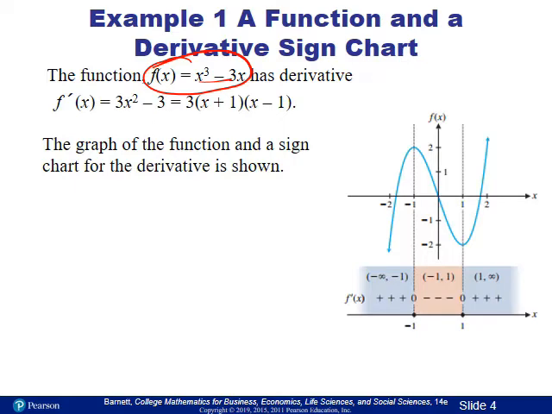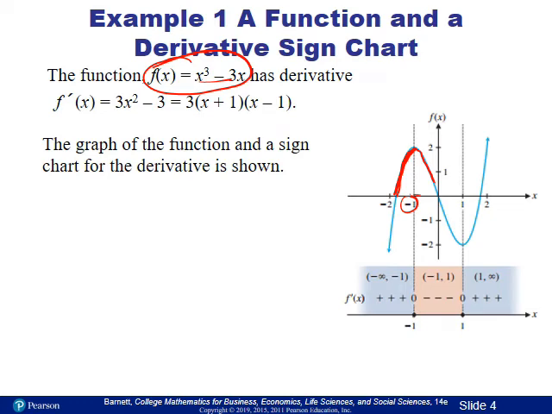When the function is increasing from here till here, you can see that this is the graph of a function. The function is going upward, it is increasing. The derivative is positive. You can see that f dash of x is positive, plus plus plus till minus 1. After minus 1 the function is decreasing, so the derivative will be negative.